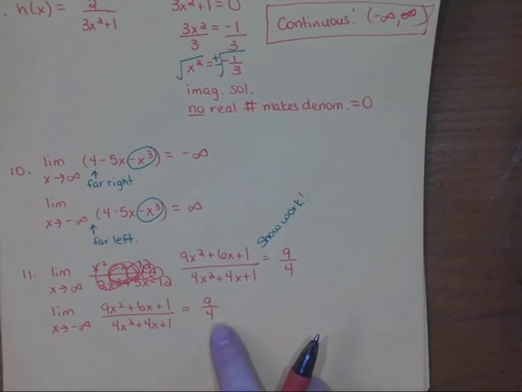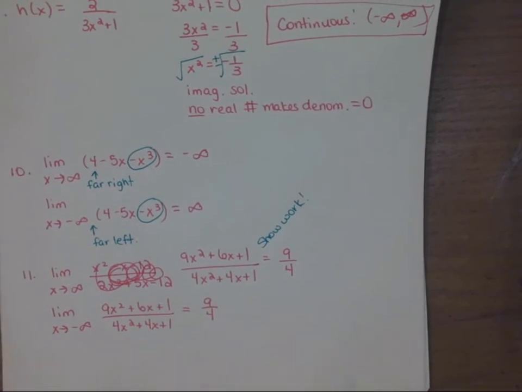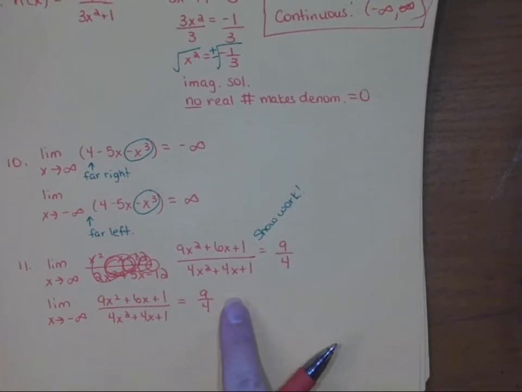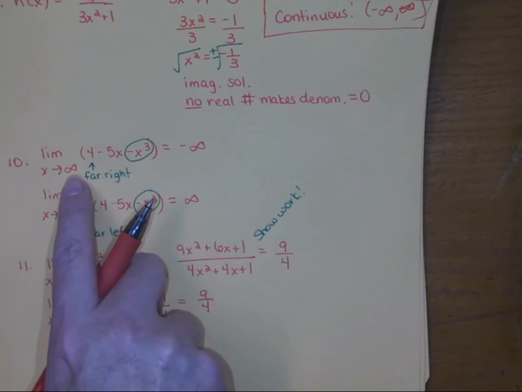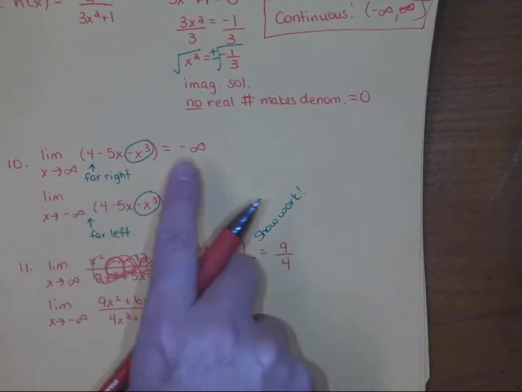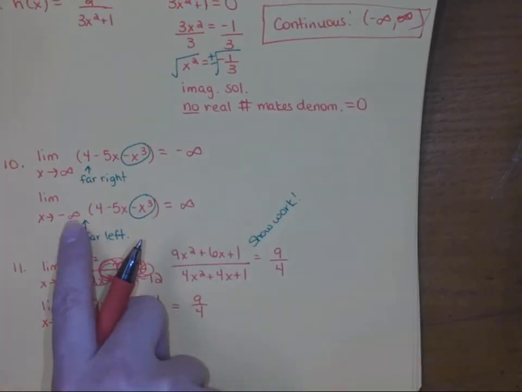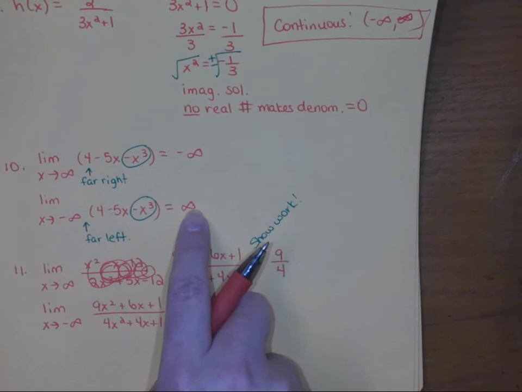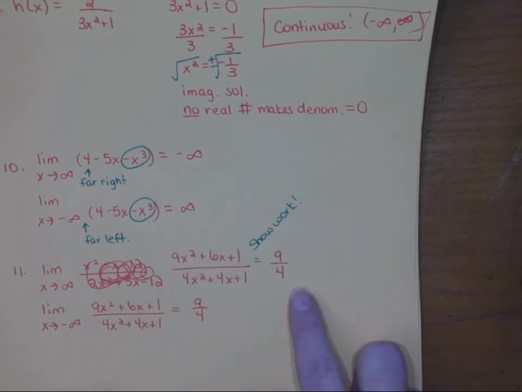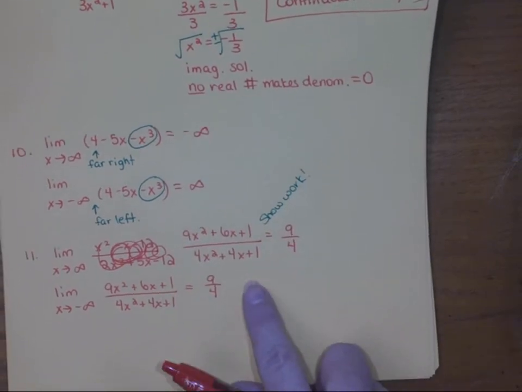So if you were solving this, you wouldn't need to show the work twice. You're going to get 9/4 for both of them. By the way, what this means is there's an asymptote at 9/4. As we go to the right on number 10, y goes down sharply. As we go to the left, y goes up sharply. That's what that means. But these are both approaching a value, which makes it an asymptote.